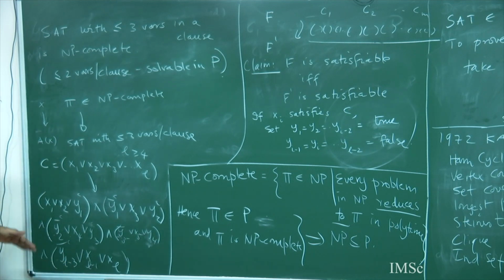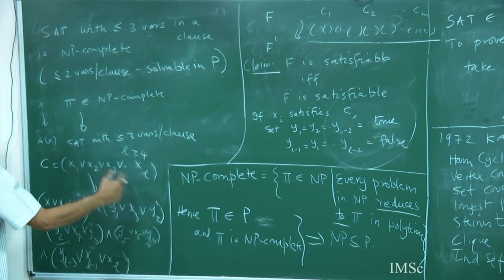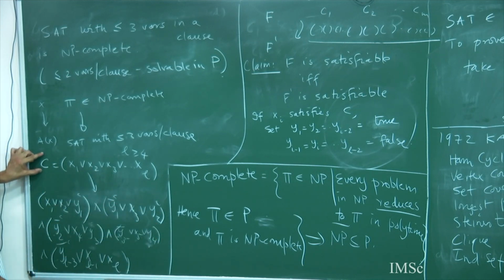So the simple claim is that this whole thing is satisfiable if and only if this is satisfied. So f prime is satisfied implies f is satisfied.